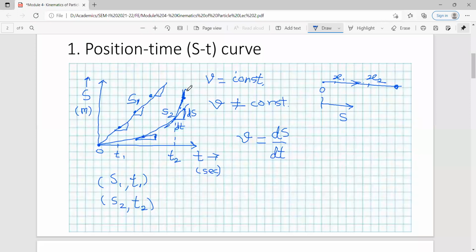Getting it? Means here the change in height ds is very high as compared to the change in time. In a very short time it is traveling a very large distance. Means velocity is quite high here as compared to other points. Are you getting this?